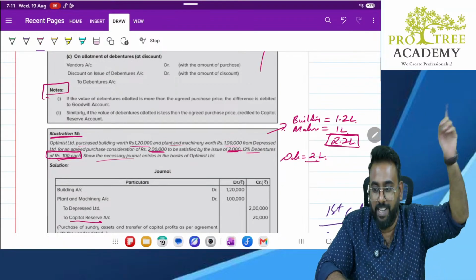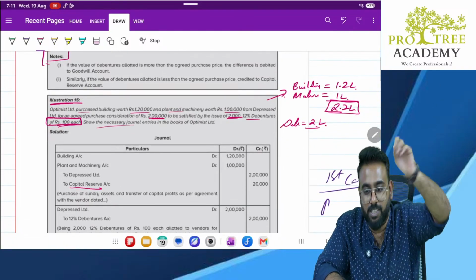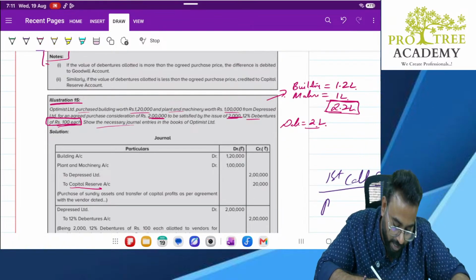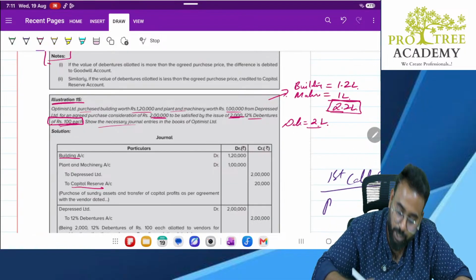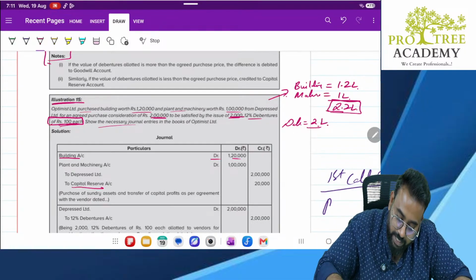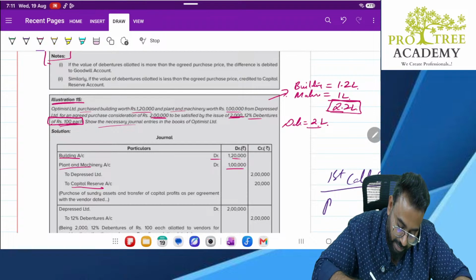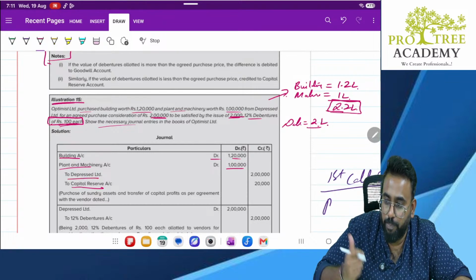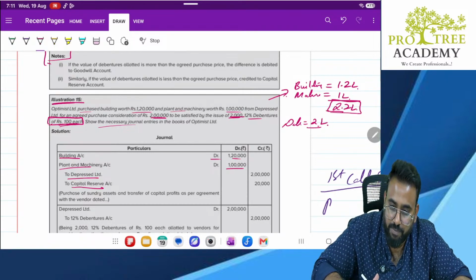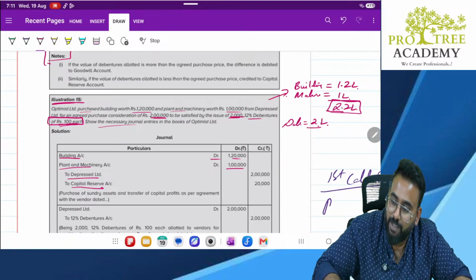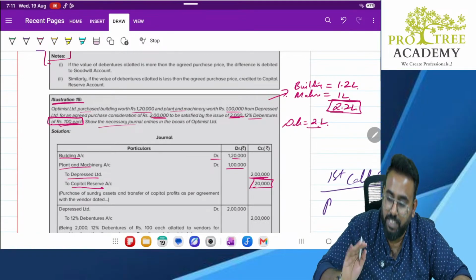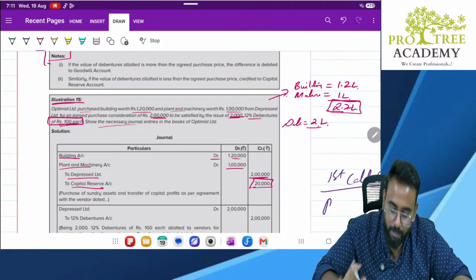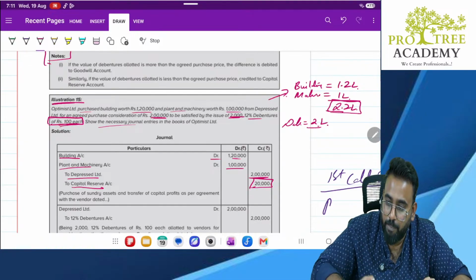You remember forfeited share, we transfer it to capital reserve on reissue of the share. Same. So building, when we purchase, our asset goes up. So building account debit 1.2 lakhs. Plant and machinery 1 lakh. Then to Depressed Limited, you have to pay to Depressed. Correct or no? How much you are going to pay? Only 2 lakh. So remaining is your profit, which is a capital in nature, capital profit. So that is why we transfer it to capital reserve.